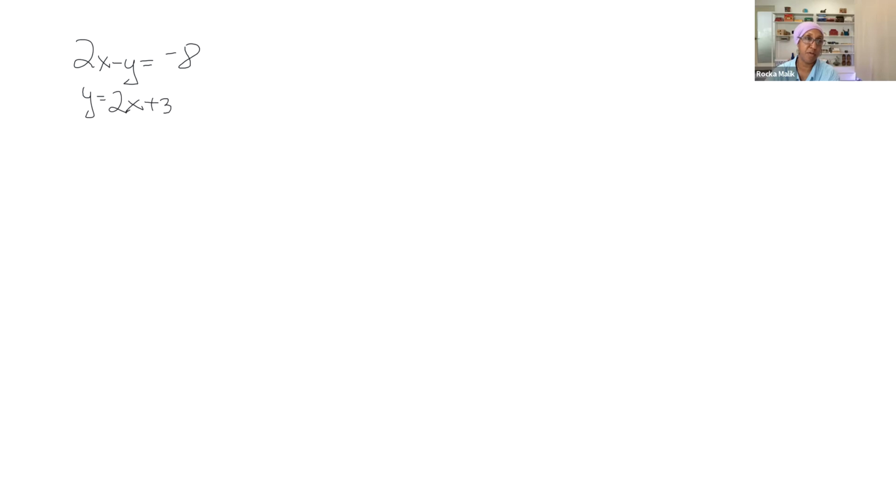Okay, I'm gonna move around the bottom equation to be in standard form. So I have x, y, and then my number. So the top stays the same. 2x minus y equals minus 8. On the bottom, this 2x goes to the left side, becomes minus 2x plus y equals 3.